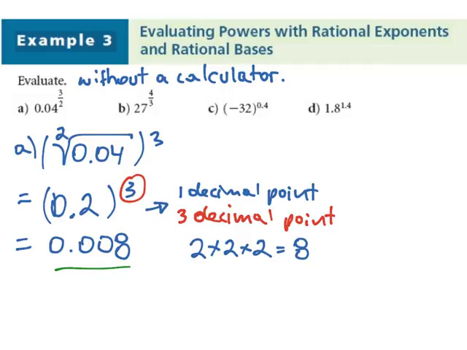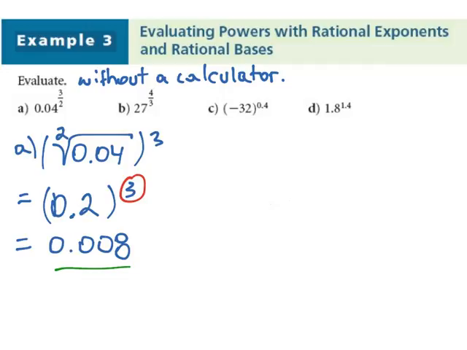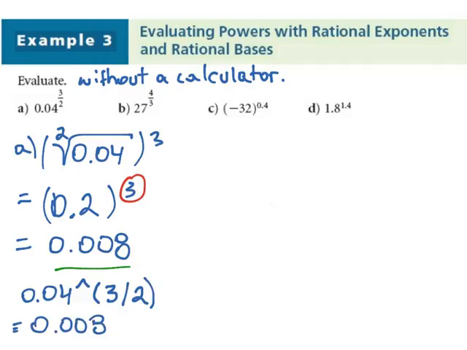You can check this on your calculator by typing the following: 0.04, and you're going to find this little hat, and put a bracket, type in 3 divided by 2, and you will get the answer of 0.008. Let's do part B now. Again, we'll rewrite this into a radical form.